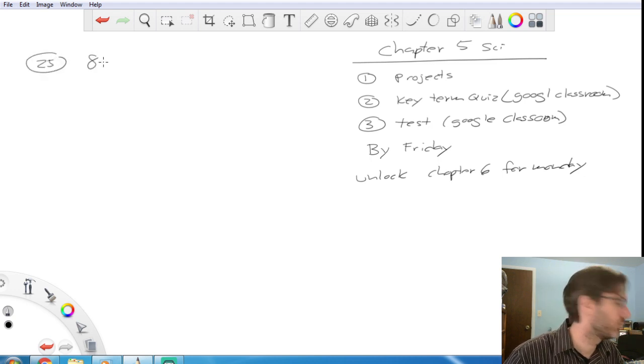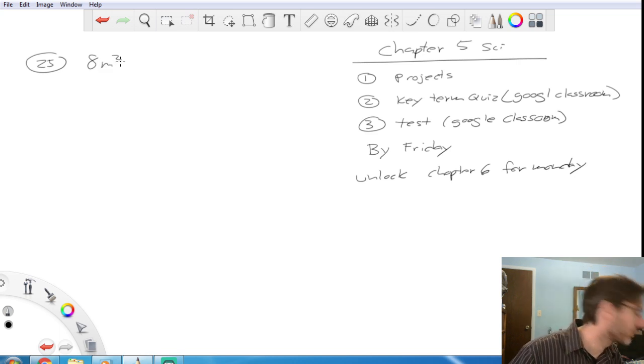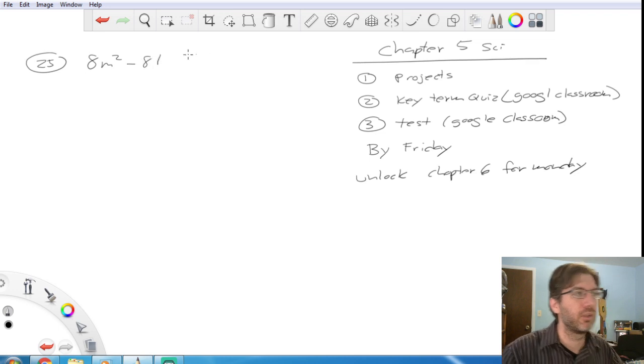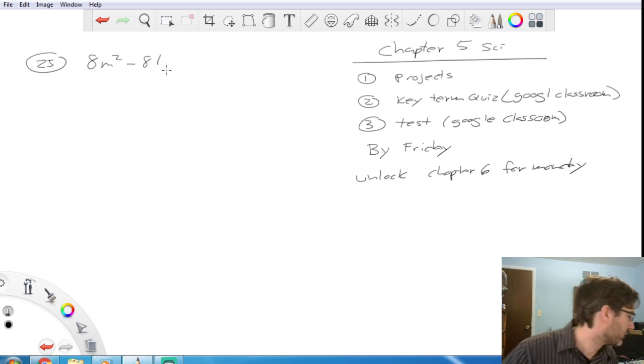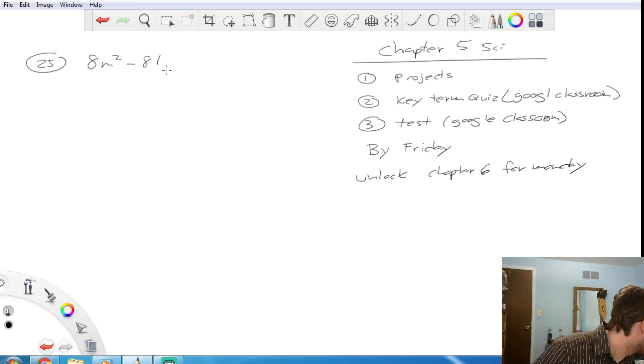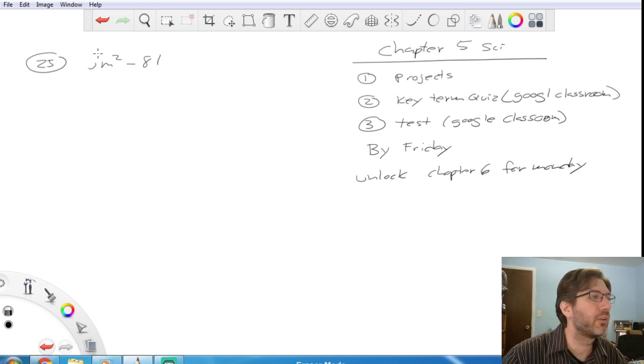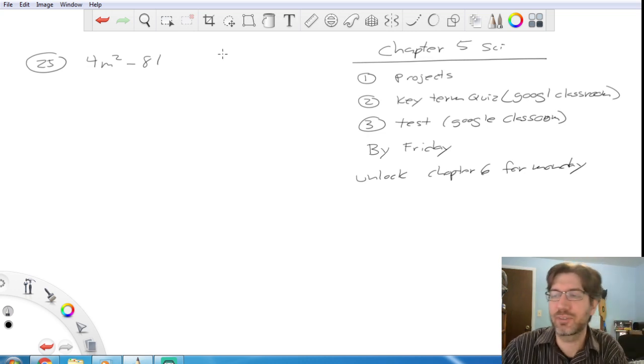So 25, you have 4m squared minus 81. Again, this is a, that's not right, is it? I don't know why I wrote an 8 there. It's 4m squared minus 81. You can't do it if there's an 8 there. It's not a perfect square.